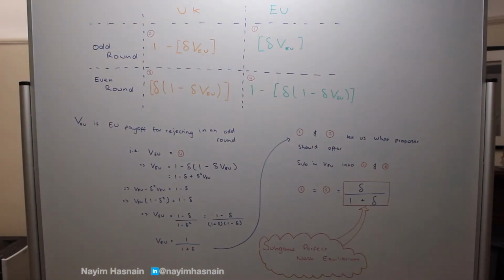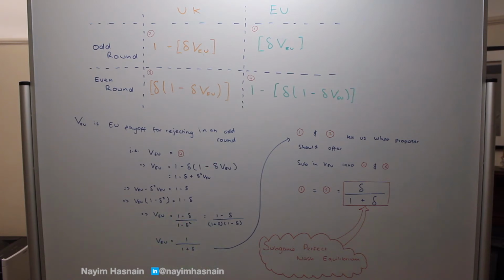In any odd round, the UK must offer the EU their continuation value in order to make the EU indifferent between accepting and rejecting. That is, in an odd round, the UK will offer the EU equation 1 and will keep for itself equation 2. Thus, by backward induction, in the previous even round, the EU offers the UK a value, equation 3, that makes the UK indifferent between accepting and rejecting. Recall that VEU is the EU's payoff if they reject in an odd round. If so, the game advances to an even round where equation 4 becomes their payoff. By equating equation 4 and VEU, we solve that VEU equals 1 over 1 plus delta.